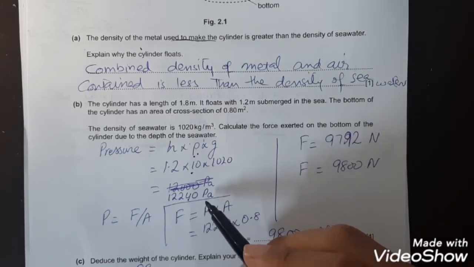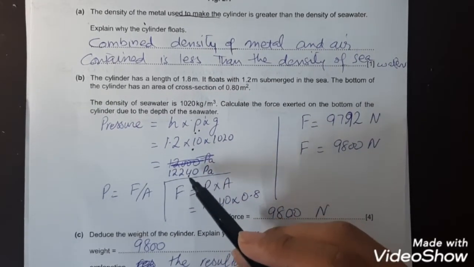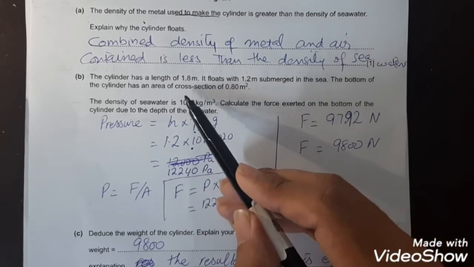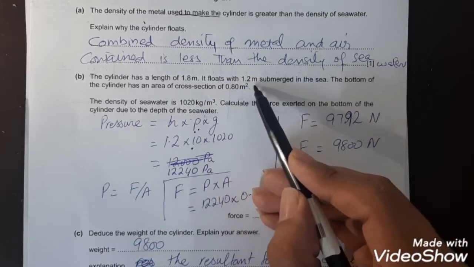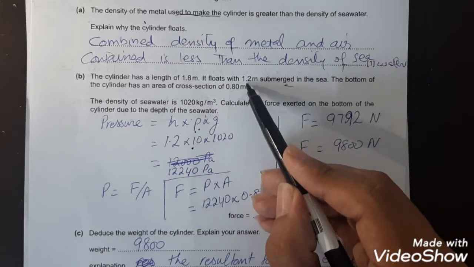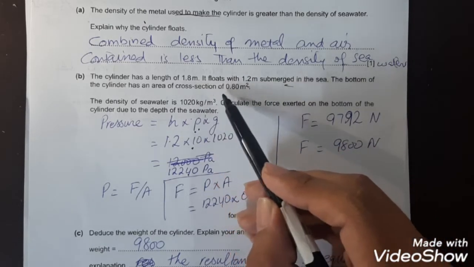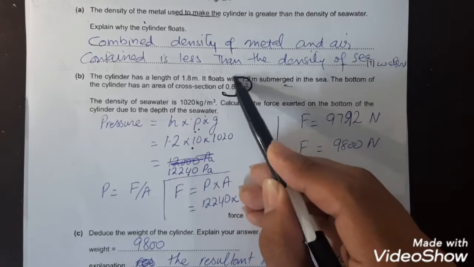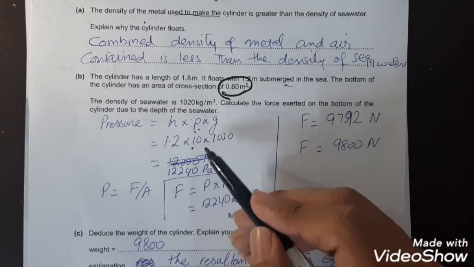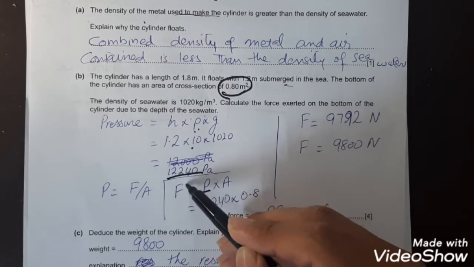Then we will calculate the force exerted on the bottom of the cylinder, because we have the value of the area. It floats with 1.2 meters submerged in the sea, and the area of the cross section is 0.8. So we will use 0.8 as the area of the cylinder cross section, and we will use the pressure which we have already calculated, which is 12,240.